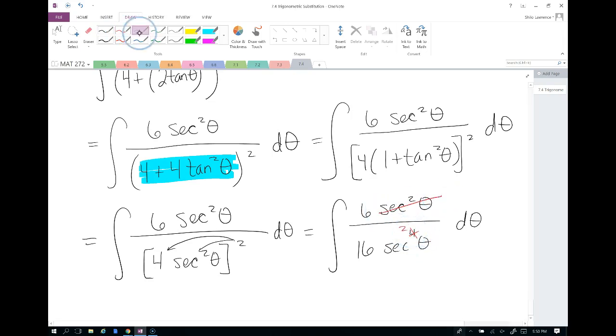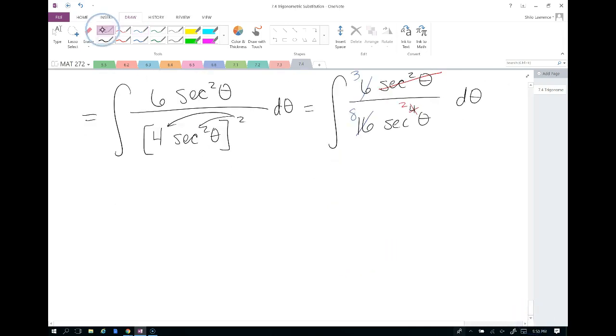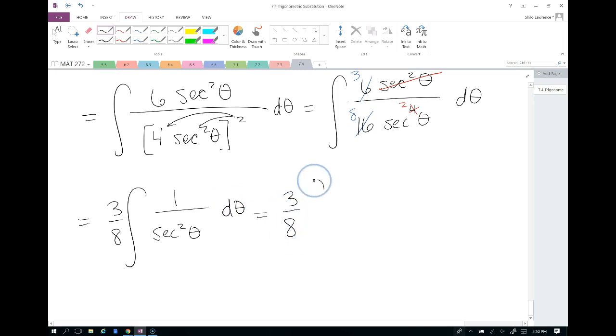We can also reduce our coefficients. They're at least both even numbers. We can pull a 2 out of each of them, and I'll get 3/8. And I'm just going to move it to the front of my integral because we really don't have to do anything with that until the very end. Now my secant squared is left in the denominator. And it would be a lot easier to work with if we pulled that to the numerator as a cosine squared.